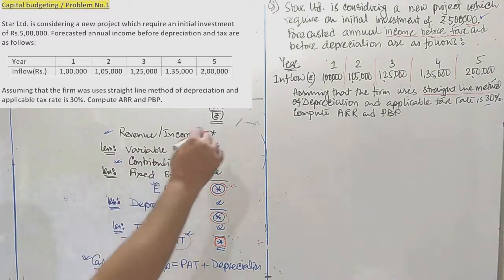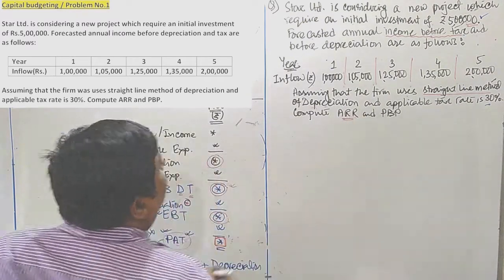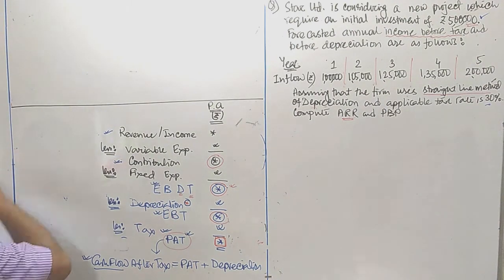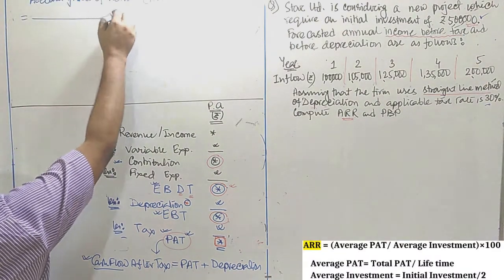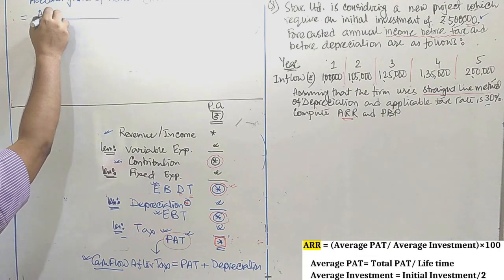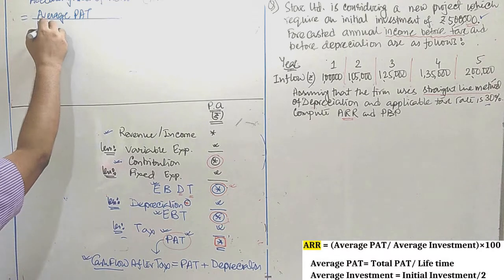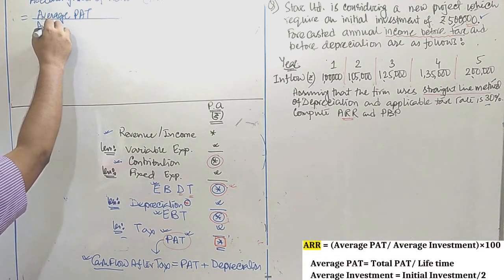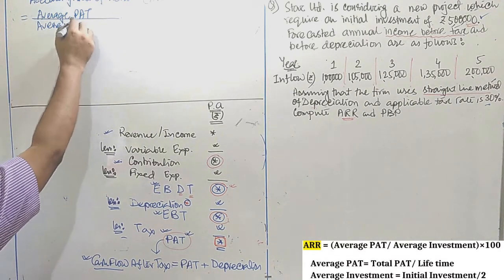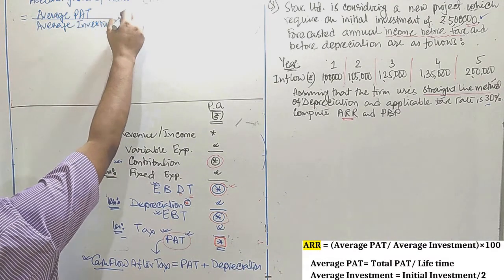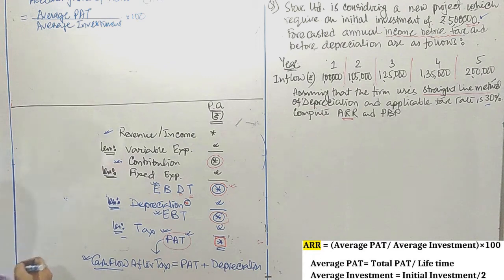Now first here we are going to compute ARR. Let me clarify how to calculate ARR. What is the formula of getting that ARR? Here the formula of ARR is average profit after tax divided by average investment into 100.